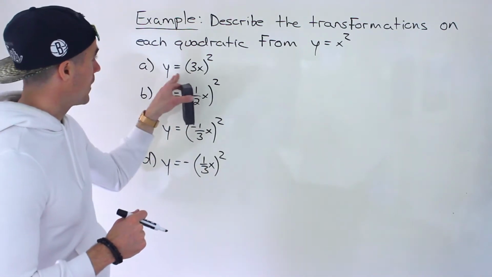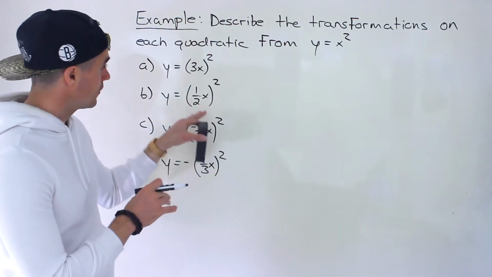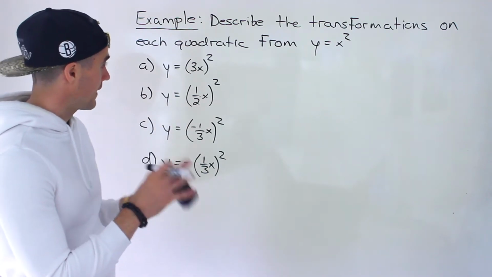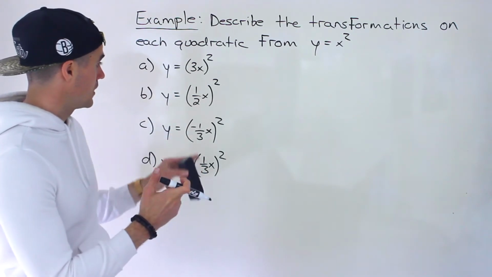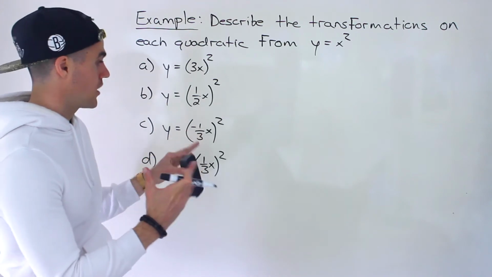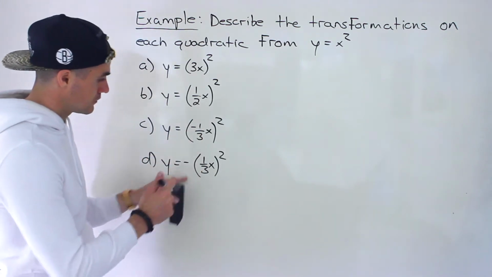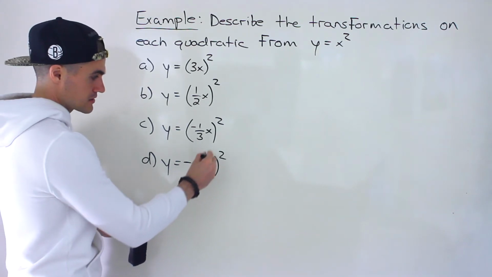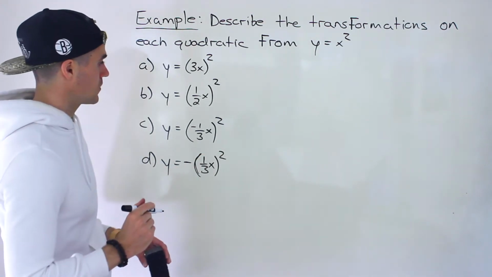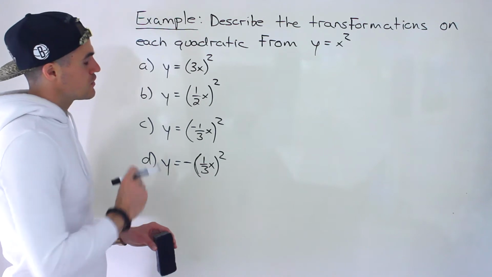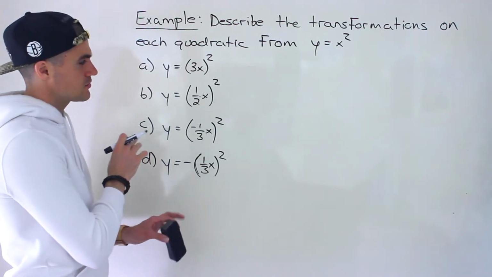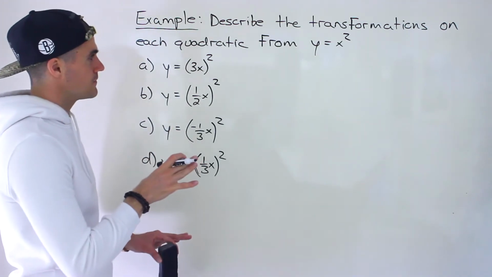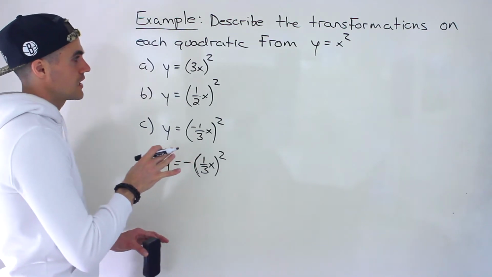Notice here we have y equals (3x) squared, over here (1/2 x) squared, negative (1/3 x) squared, where the negative is outside of the bracket, and then we have positive (1/3 x) squared. These are in a unique format that we haven't gone through in this section yet.